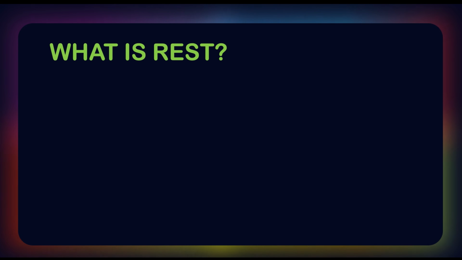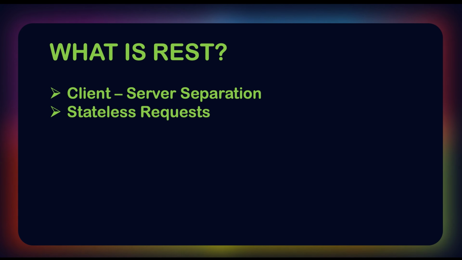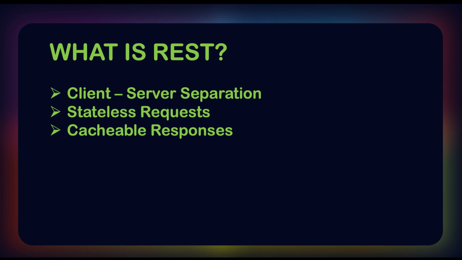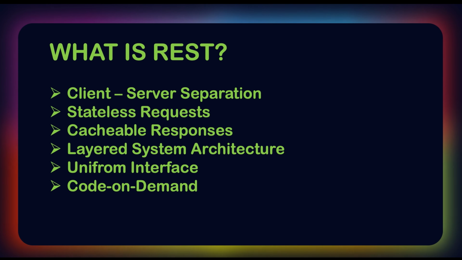1. Client and server are separate, so they can evolve independently. 2. Each request is stateless, meaning it contains all the information needed. 3. Responses can be cached to improve performance. 4. APIs can be organized in layers for scalability. 5. There is a consistent way to interact with resources. 6. Optionally, servers can send executable code to clients.